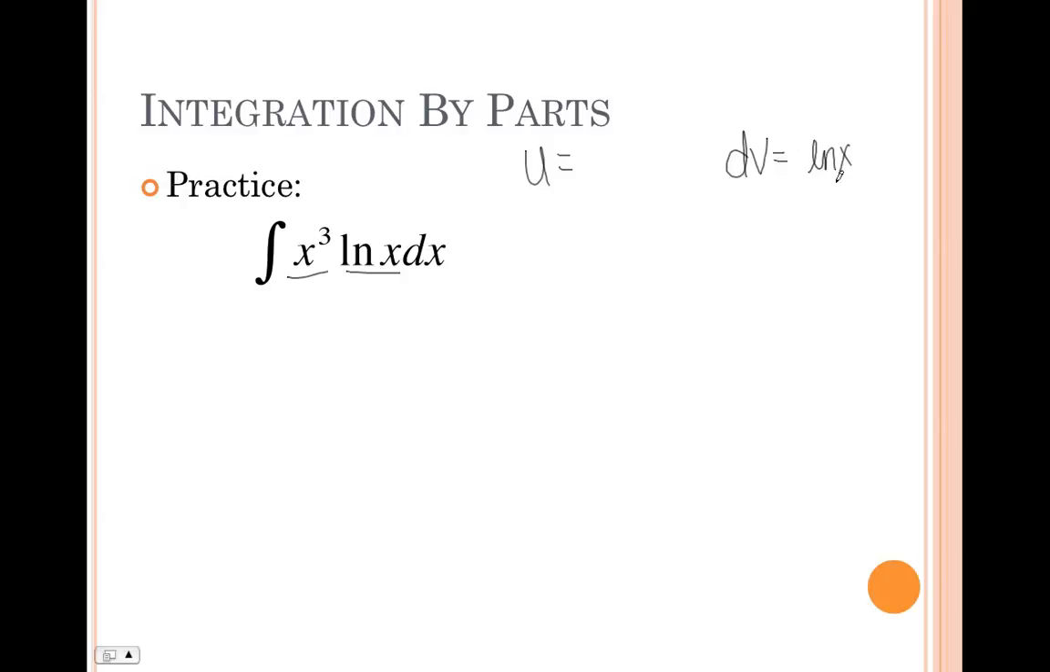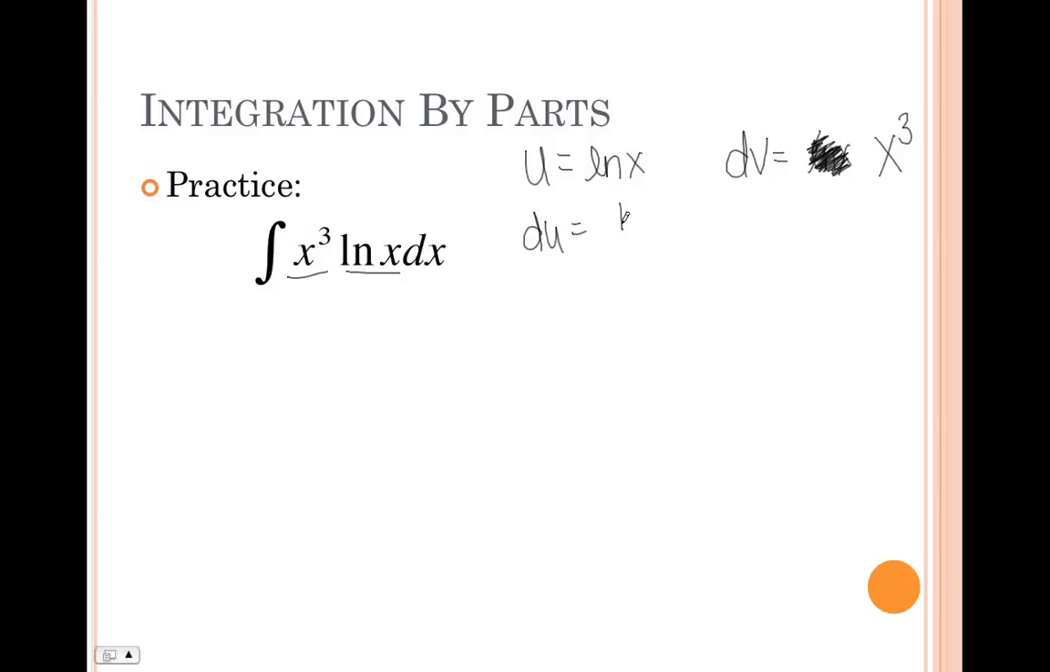However, what is the integral of natural log of x? You were never taught how to integrate natural log of x. I will teach you how to integrate natural log of x. However, right now you can't integrate it. So right now, natural log of x is going to go as your u, and dv is going to go as your x cubed. You have no choice.